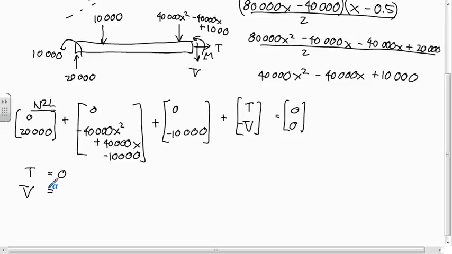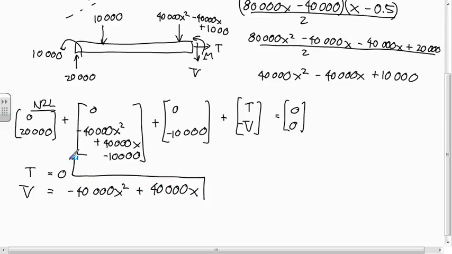V is equal to positive 10,000. Oh, and that's positive 10,000. That's going to cancel with this 10,000. So we just have minus 40,000 x squared plus 40,000 x. Everyone agree with that?